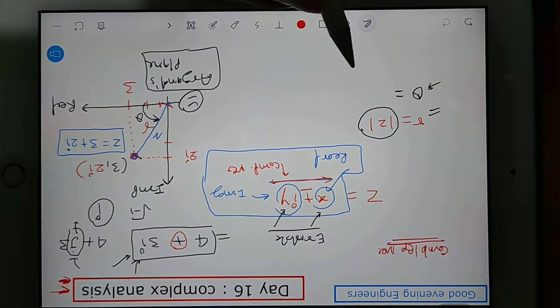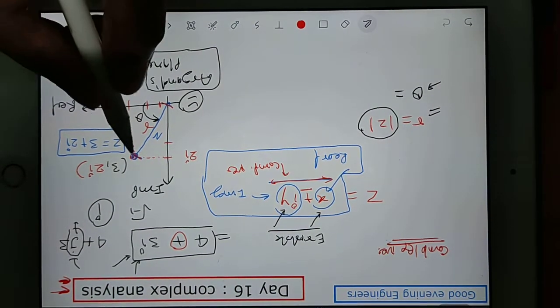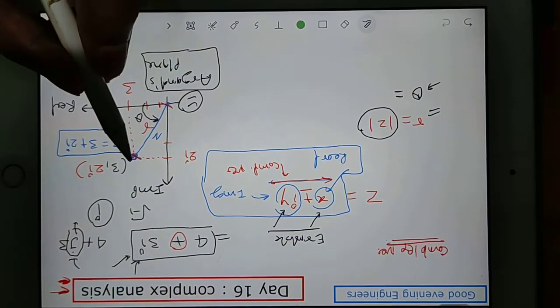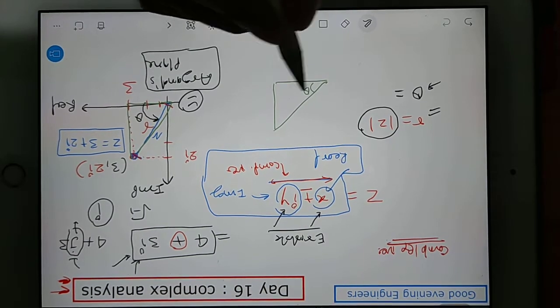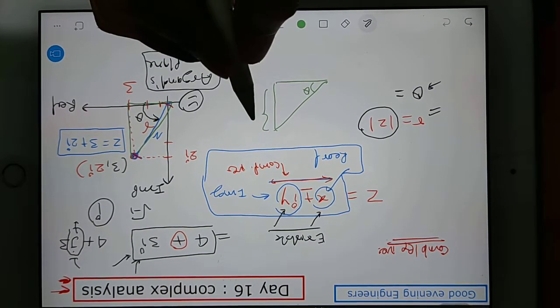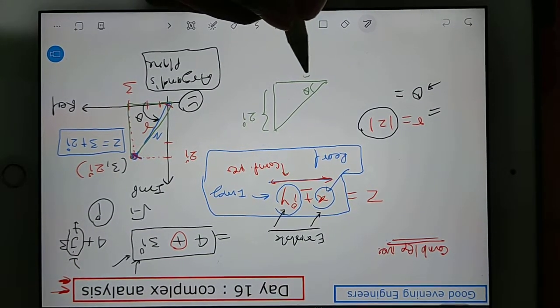When you want to find theta, you can see you have a triangle here. So you just get the triangle here like this. This is your theta, and this length is nothing but your 2i, and this length is nothing but your 3.